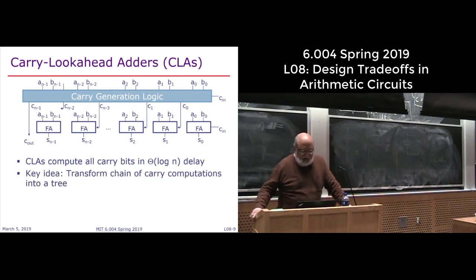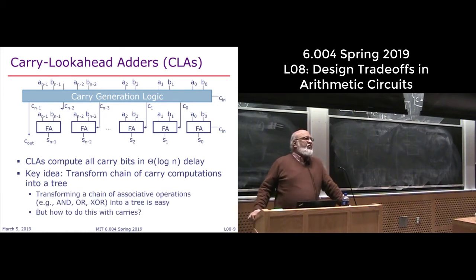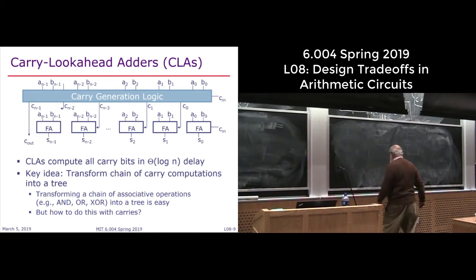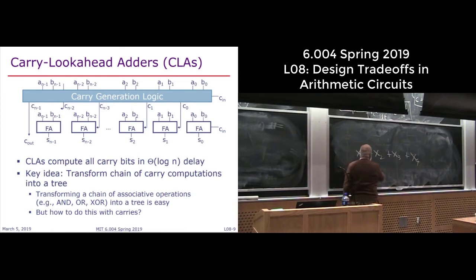Okay, key idea: transform the chain of carry computations into a tree. And this transformation is very well known. If I gave you the problem of adding n numbers, one way would be you add it here, you add it here, you add it here, so you're doing all the additions in sequence. Another idea would be that you add these two and these two. This can be done in parallel. And then you add these two.